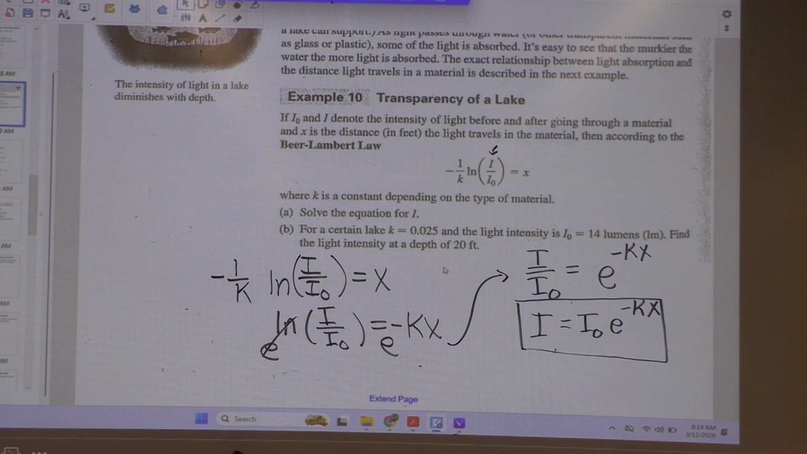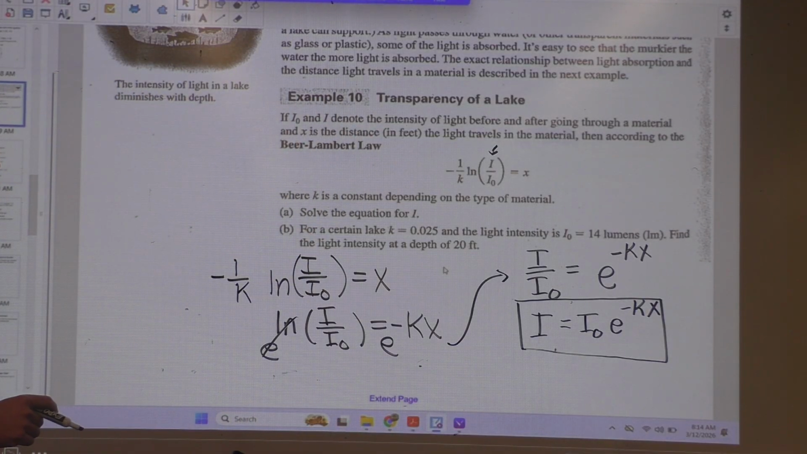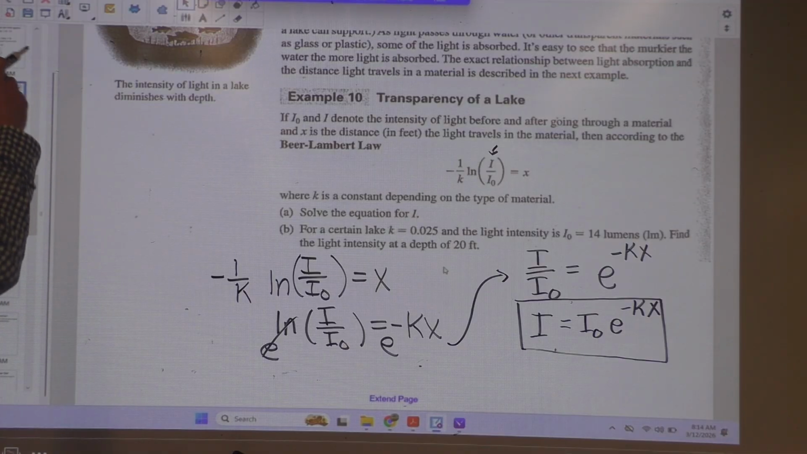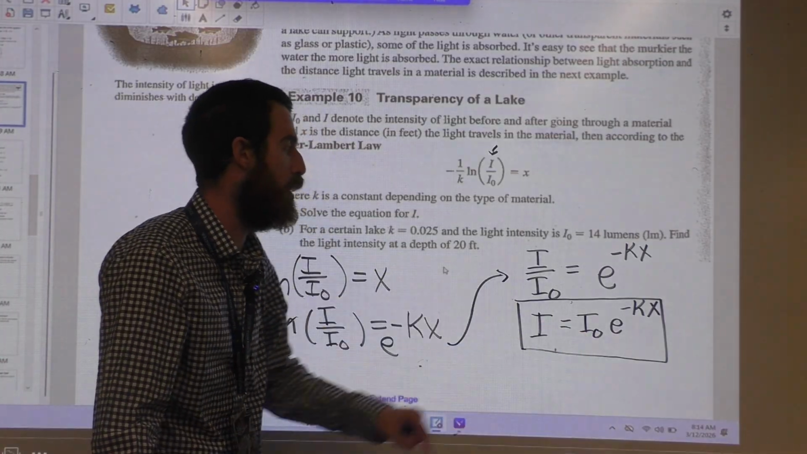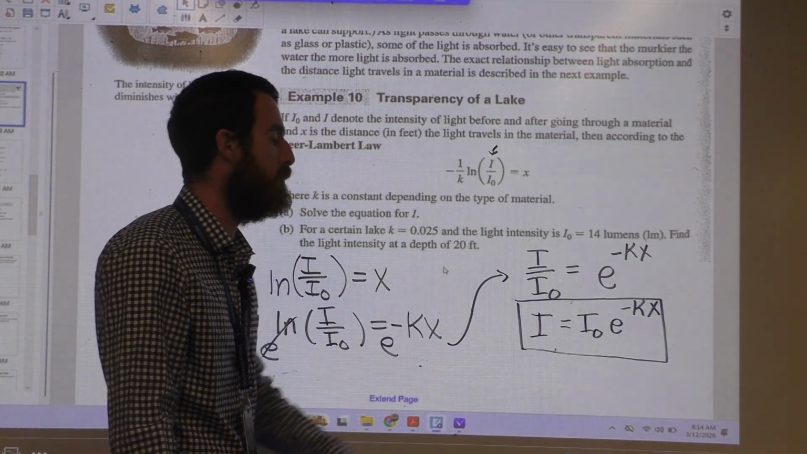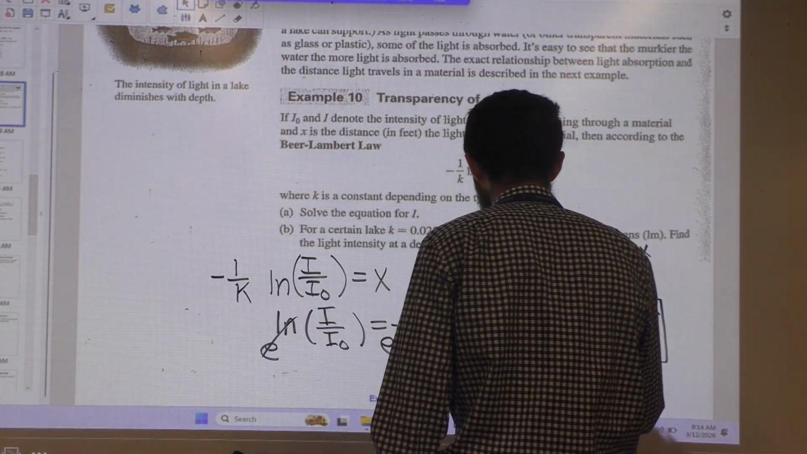Okay, in part B, it says for a certain lake, k is equal to 0.025, meaning I could plug that in for k. It's a constant. And the light intensity, I0, is 14. That's measured in lumens. And they're asking me to find the intensity. I always got to go back to the definitions. They're saying I0 is a number they gave me, and they're asking me for I, which is why we solved for I. So that just means plug everything into this equation.